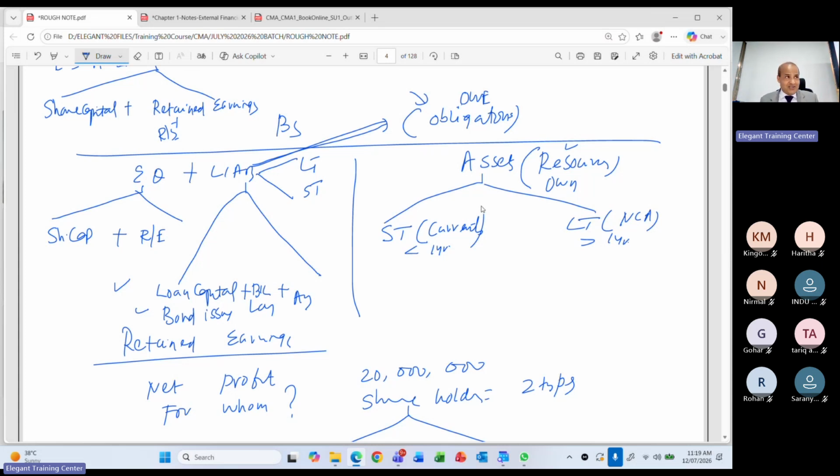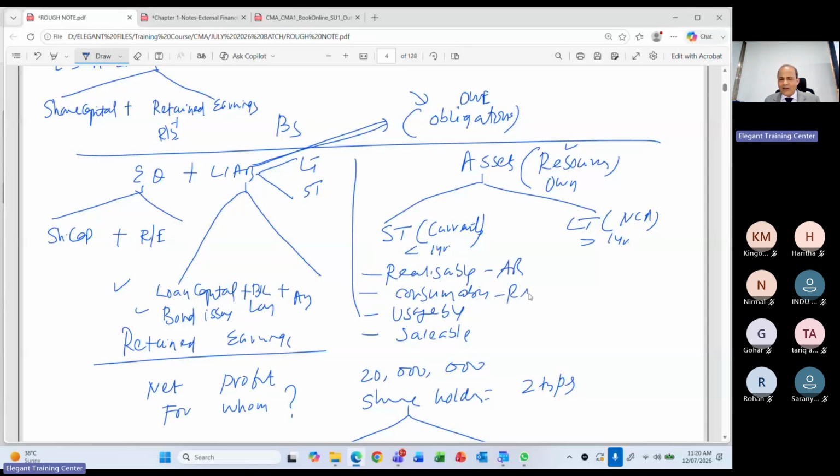Similarly, current assets. Now current assets, let me write here. One is realizable. Second is consumable. And third is usable. And fourth is sellable. So what is realizable is called my AR.